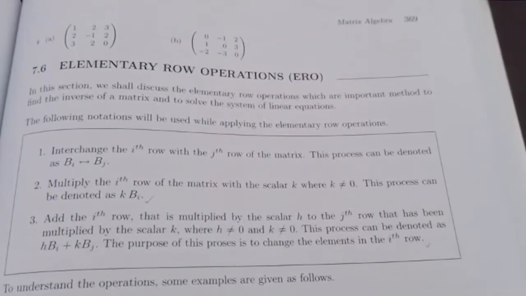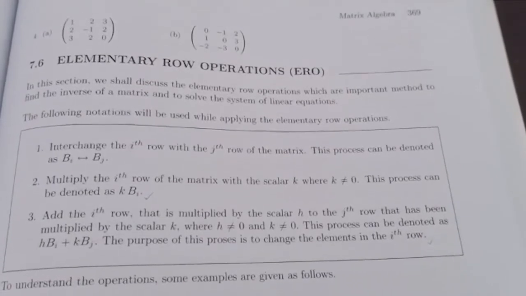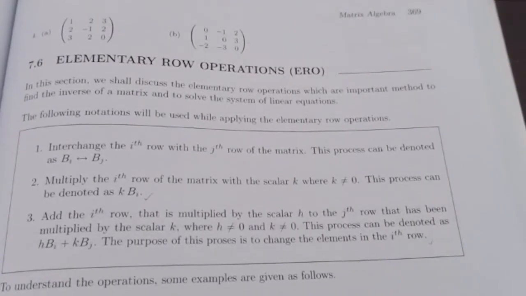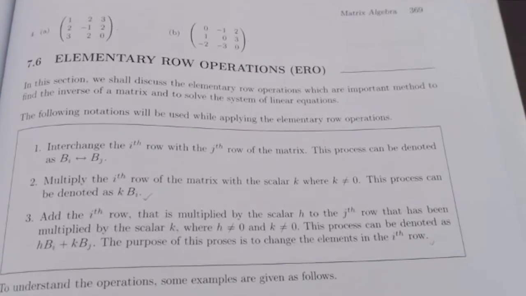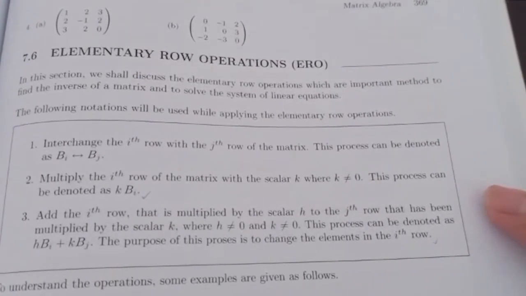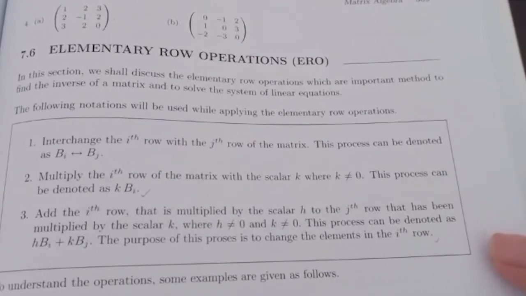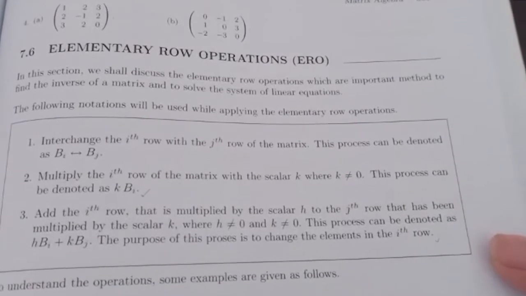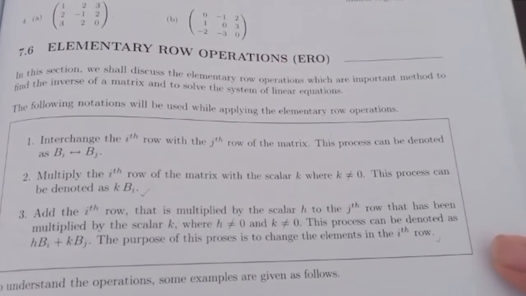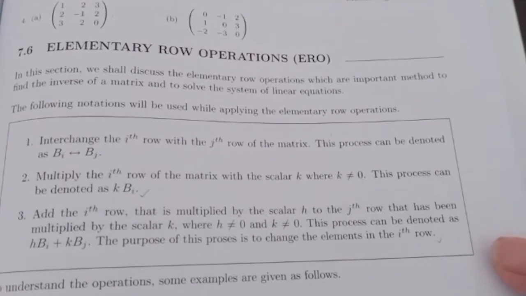Good morning everyone, I'm Go Jinyu from Group 2. Today I will present about another two elementary row operations, which are multiply the ith row of the matrix with the scalar k where k cannot be 0, and add the ith row that is multiplied by the scalar h to the jth row that has been multiplied by the scalar k where h and k cannot be 0.